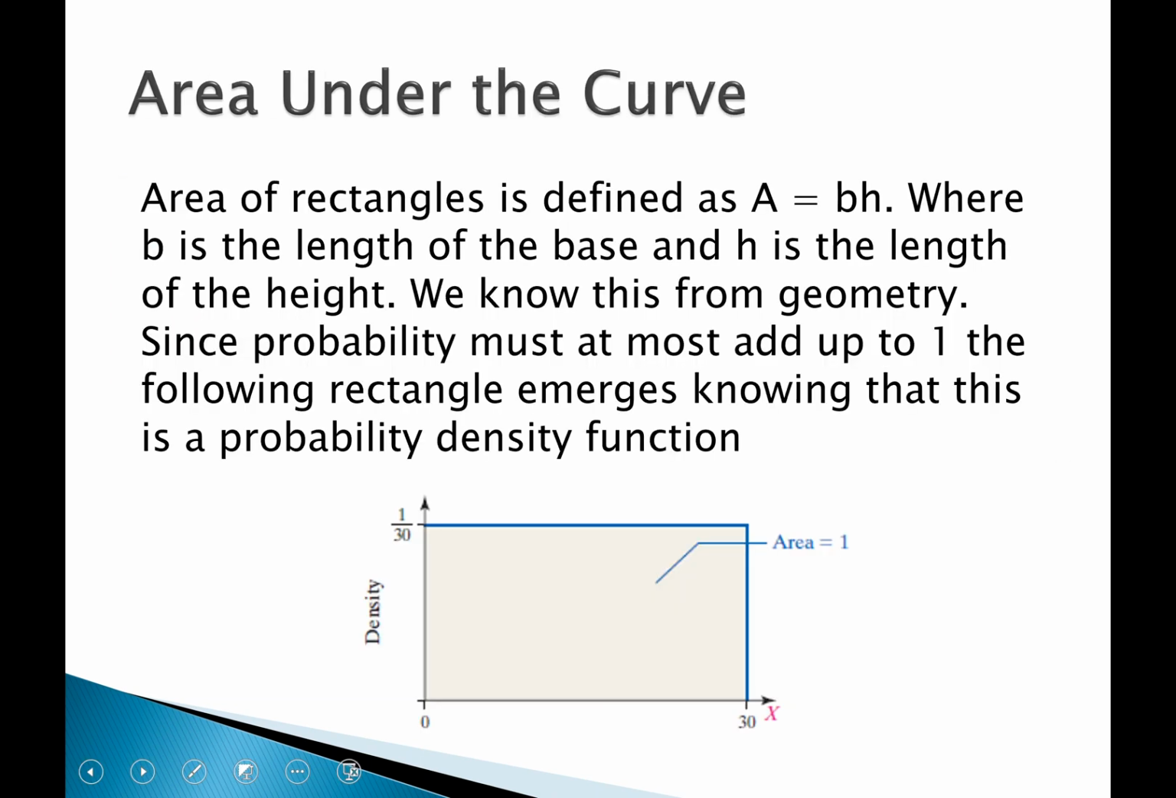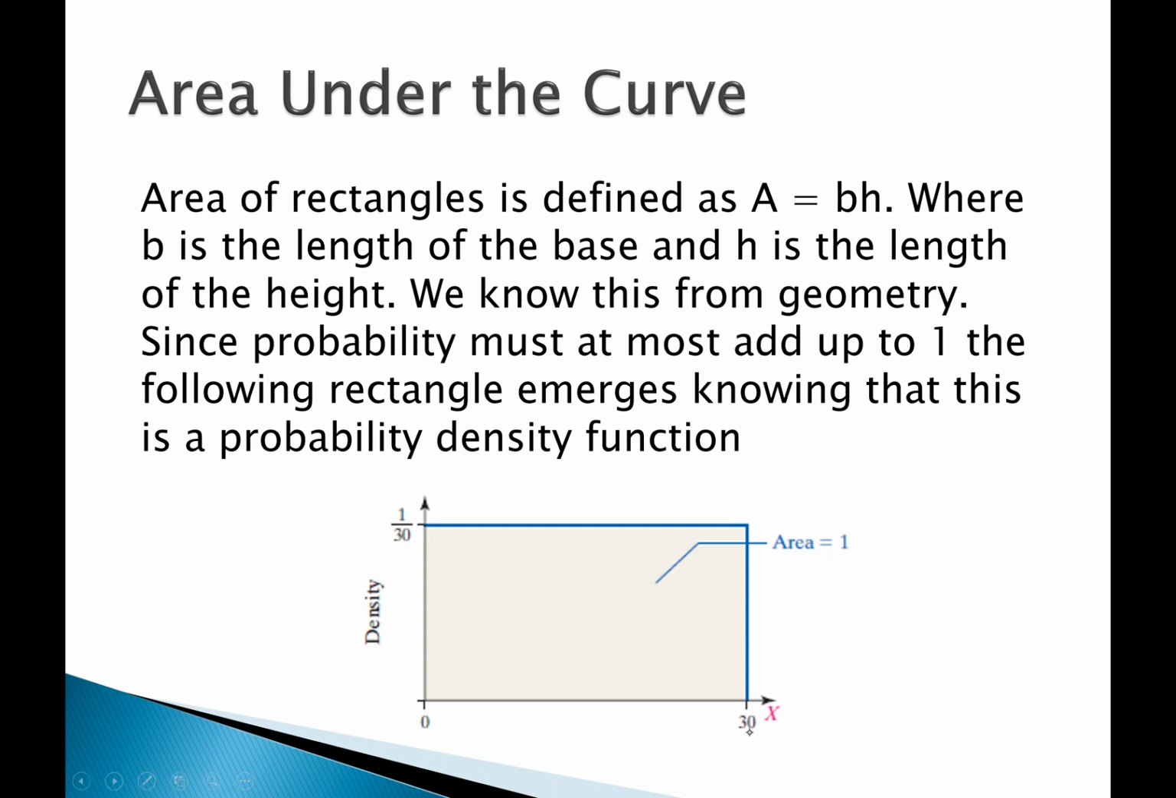Okay, so area under the curve. If we look at this picture, the area of a rectangle is defined as A equals B times H, which is the base times the height. You probably heard that if you've been in geometry before, where B is the length of the base and H is the height. We know that since the probability must add up to 1, the following rectangle emerges, and knowing this makes this a probability density function.